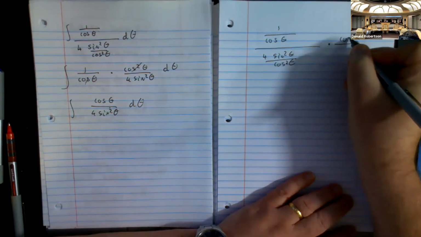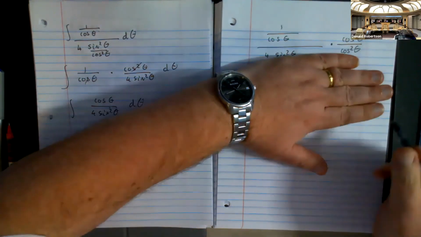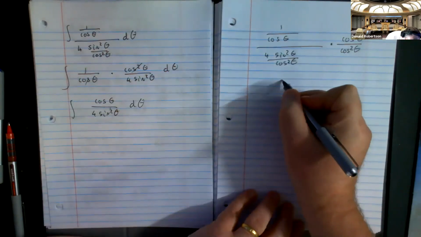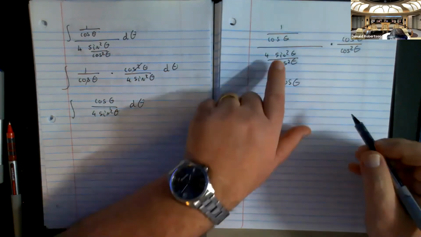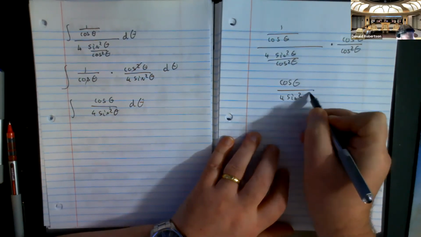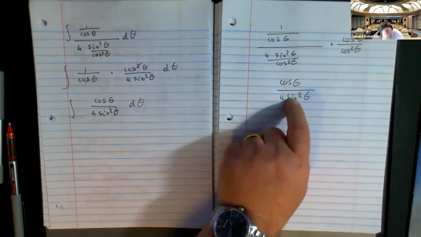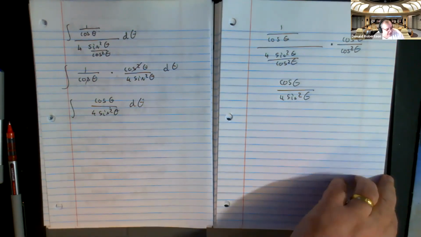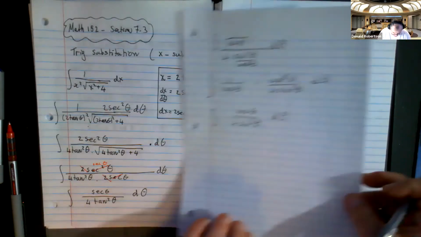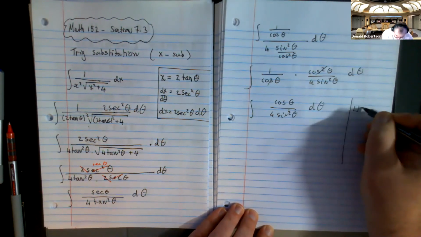I'm going to multiply top and bottom by cosine squared. 1 over cosine times a cosine squared gets me a cosine. This fraction times a cosine squared gets me 4 sine squared. Do you see I get the same answer, but a different way of looking at it? Okay, you might like that way, you might like this way. I don't really care because both are valid. Okay, we are back to this fella. And here's a U sub.